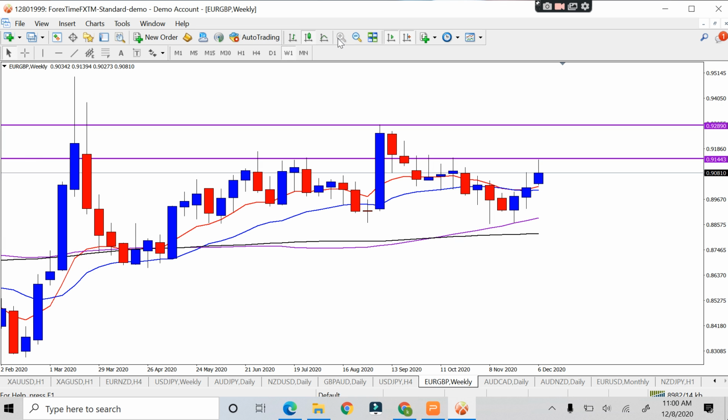Okay, so I'm still buy bias, because if you zoom in again on the weekly, you see that the moving average lines just crossed. The 10 moving average just crossed the 20 moving average, so that gives me a buy signal. Then also, you have a golden cross. That golden cross is a little bit old. Let's see when it did that.